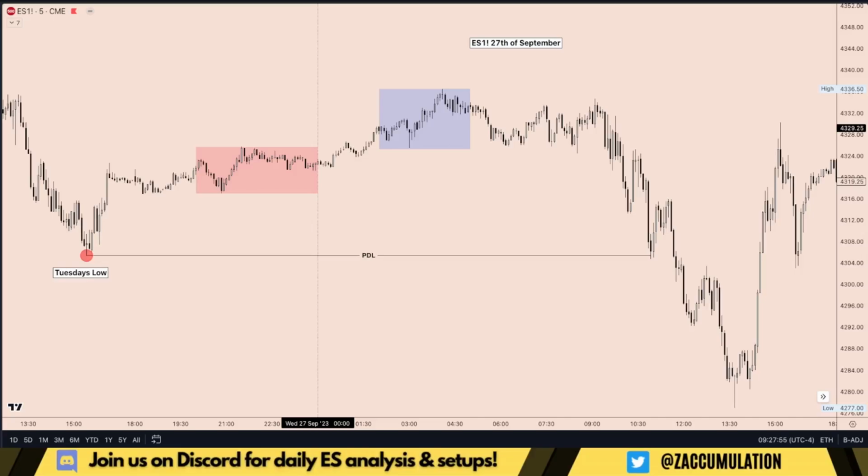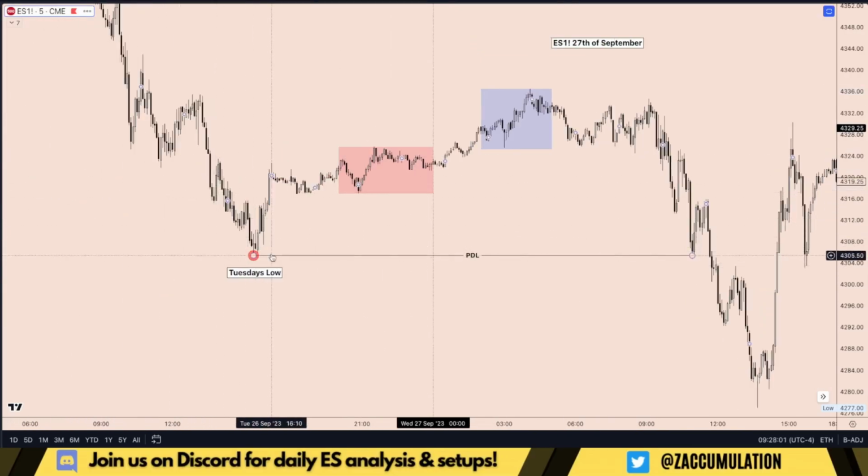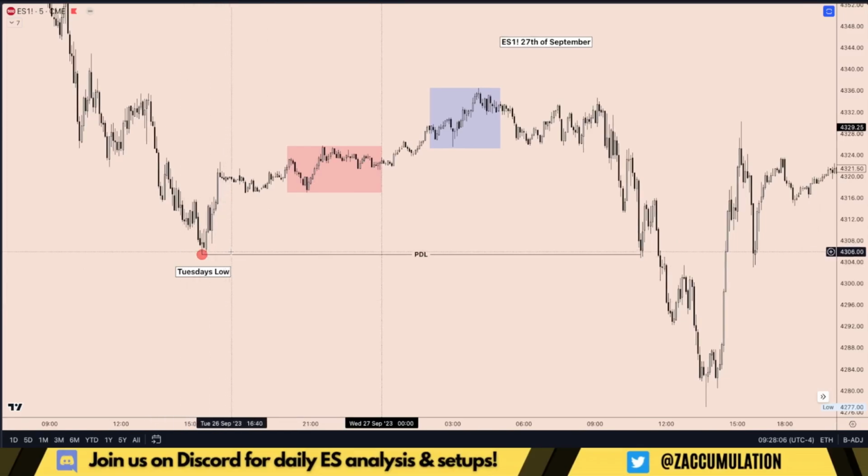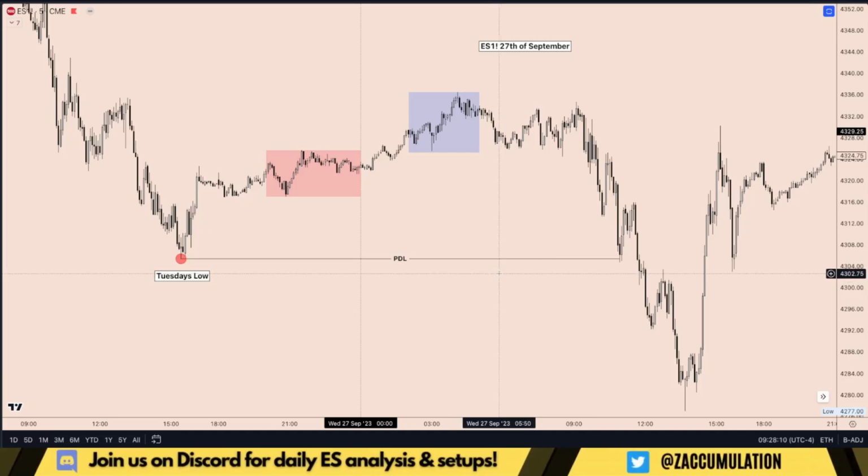I hope you took advantage of this little training exercise. Let's dive into price action. So right here, this is the previous day's low. Right here, Tuesday's low. We marked that out on our chart. This is our higher time frame PD array or area of interest.